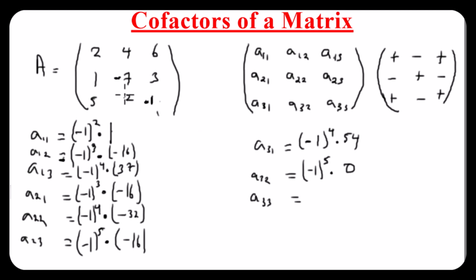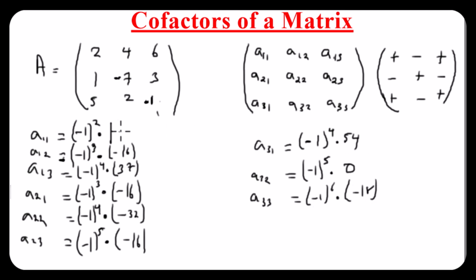Okay, I think we are right. So negative 1, this is 6 dots. So third row, third column. I'm left with 2, 4, 1, and negative 7. So 2 times negative 7, that's negative 14. 1 times 4 is 4. Negative 14 minus 4, so that's negative 18.